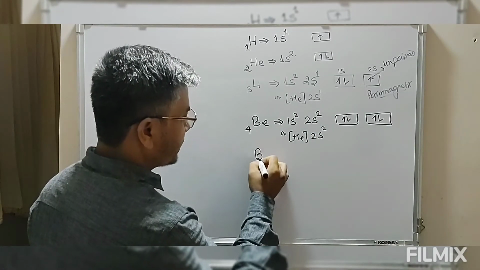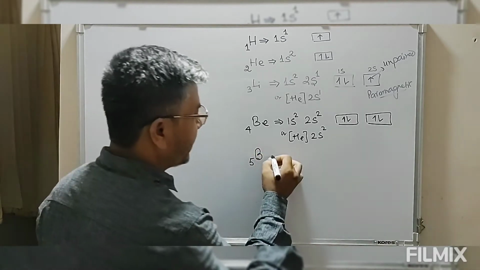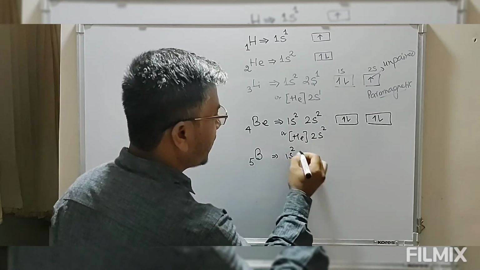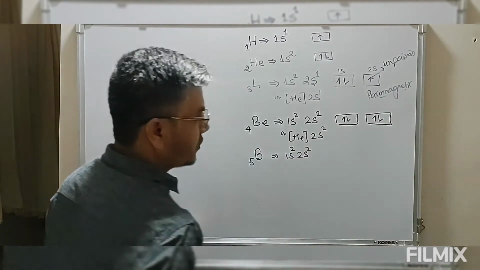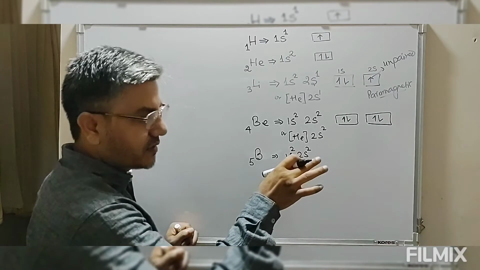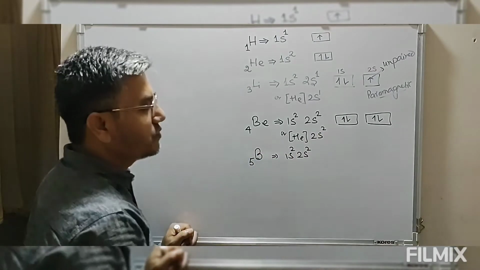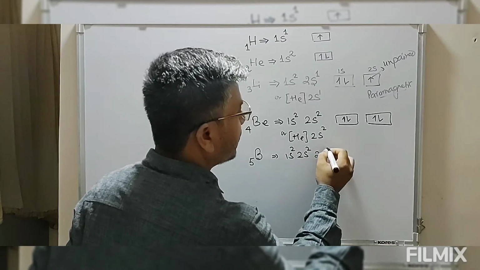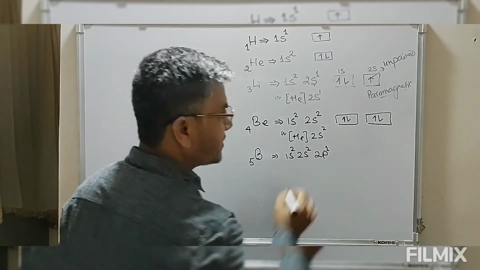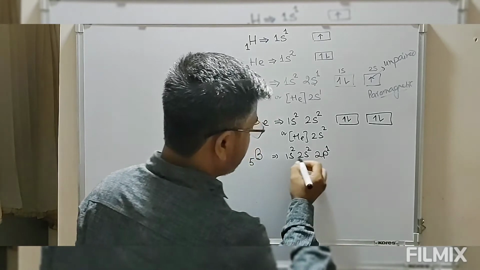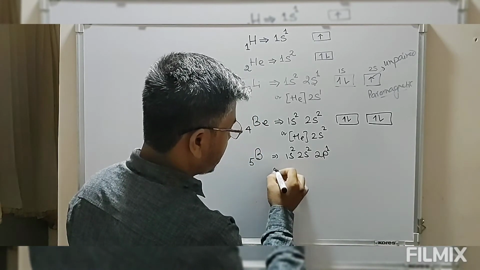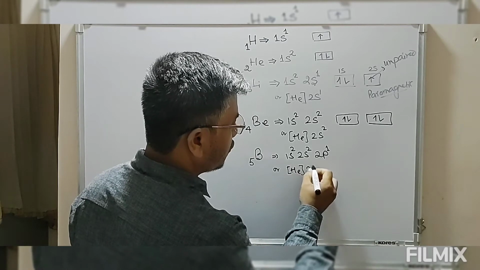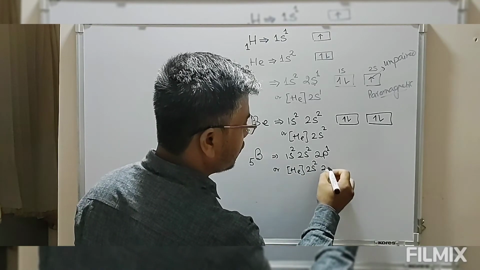Then we have the configuration of boron, having atomic number 5. The first 4 electrons are placed here, 1s2, 2s2. So the occupancy of 2s is complete. Then the 5th electron should be placed in the next higher energy orbital. After 2s we have 2p. So 1 electron is to be placed in 2p. Now look at this. This can be written as 1s2, the configuration of helium, followed by 2s2 and 2p1.